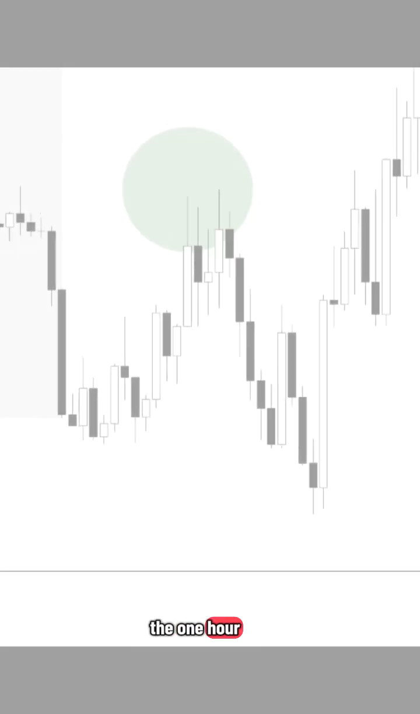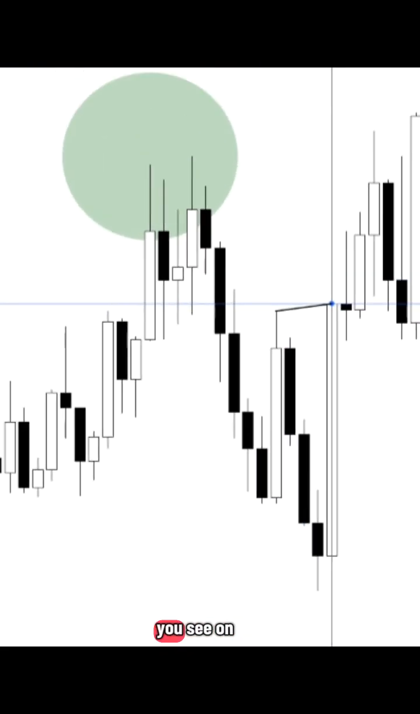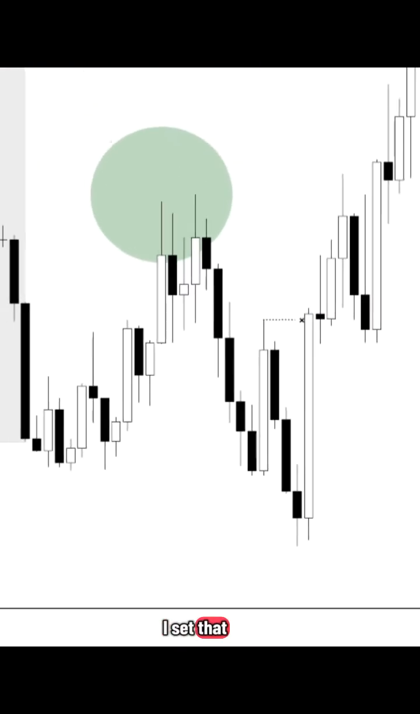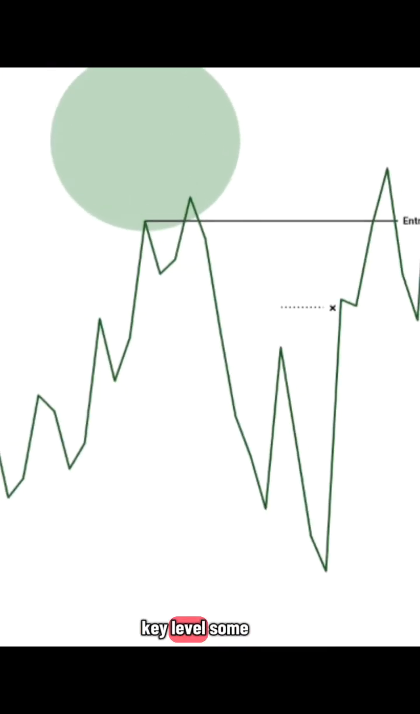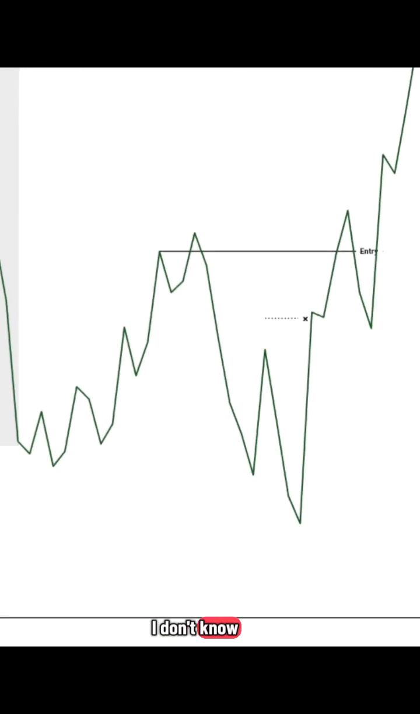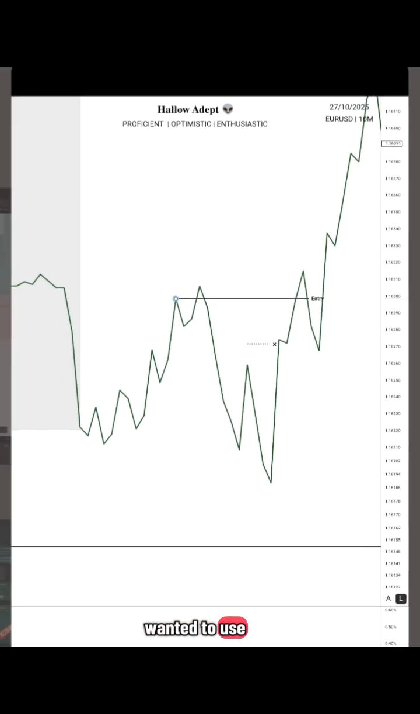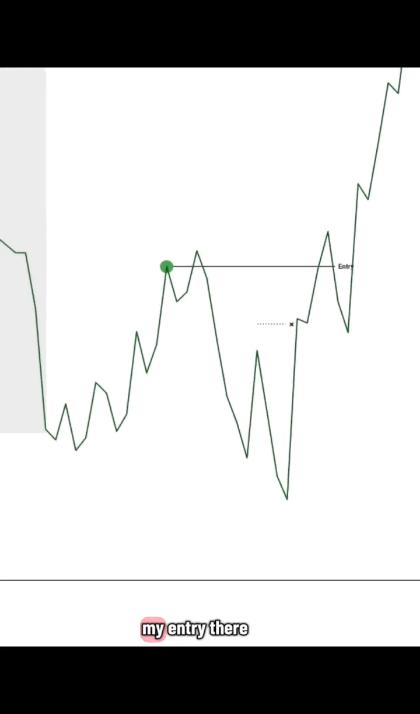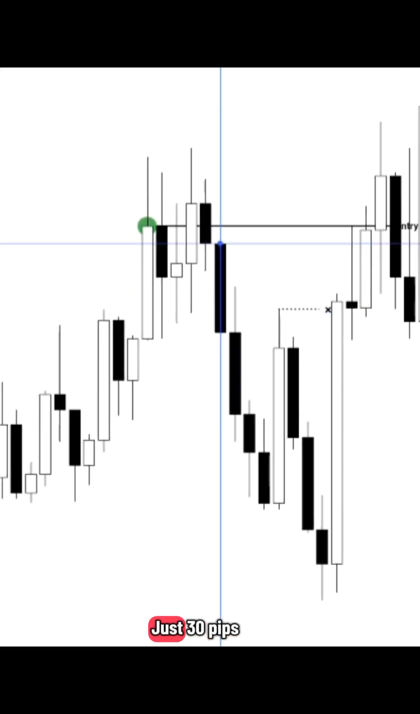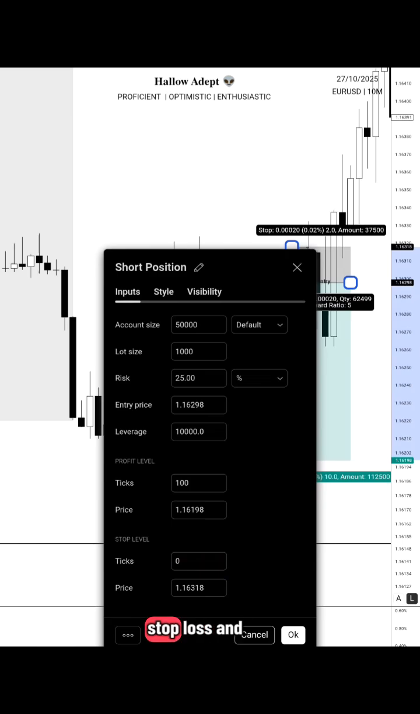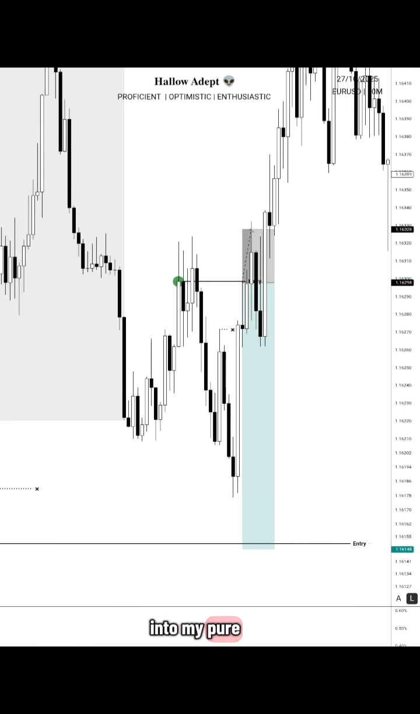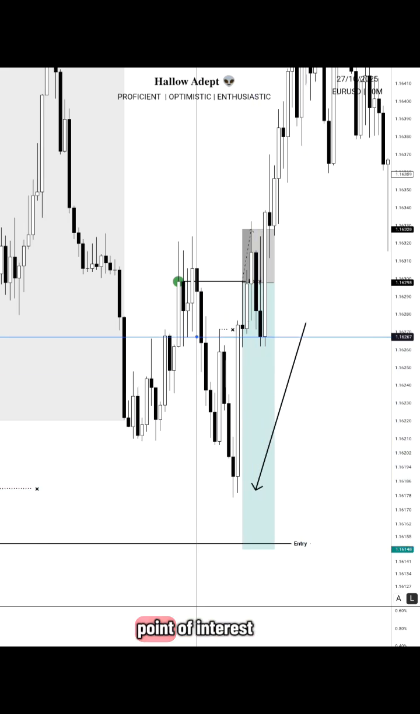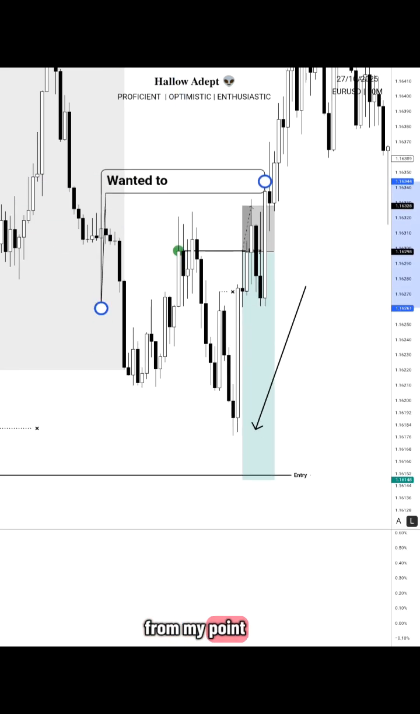So that was the 1-hour candle that formed. And what can you see on the 10 minutes? I saw that level as my inducement point, and that 10 minutes key level, some people call it QM, I don't know. So that is the level I wanted to use as my entry, right? So I set my entry there. I used just a 30 pip stop loss, and 1 to 5 would get me into my pure point of interest for the buy, right? So I wanted to sell down to my point of interest, then I buy from my point of interest, right?